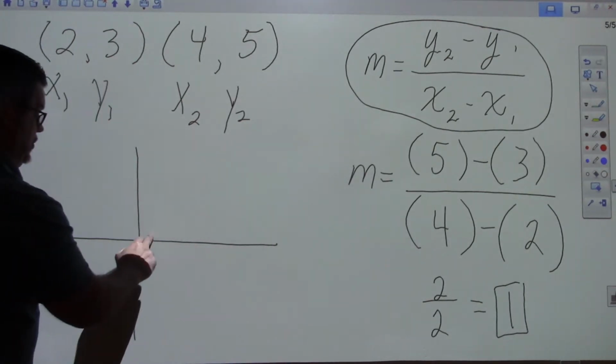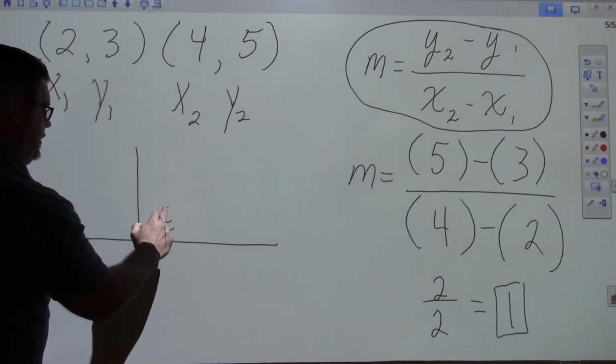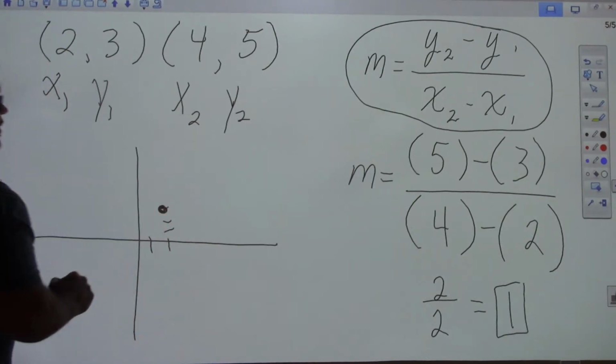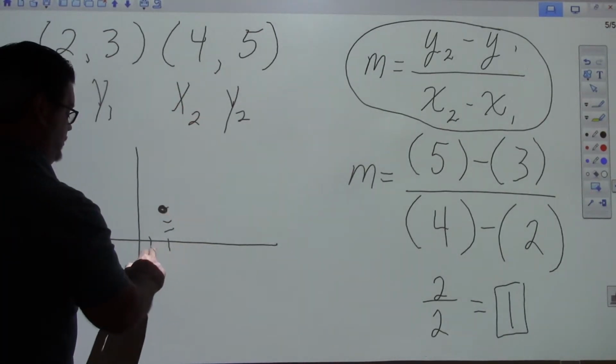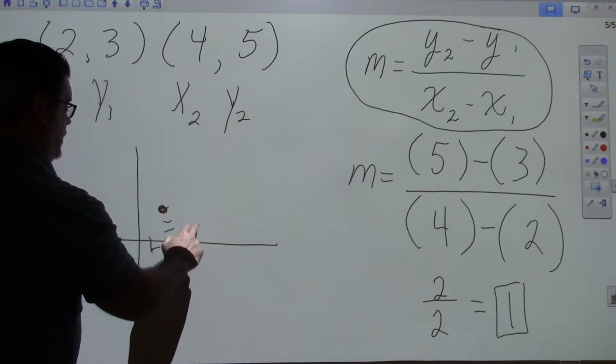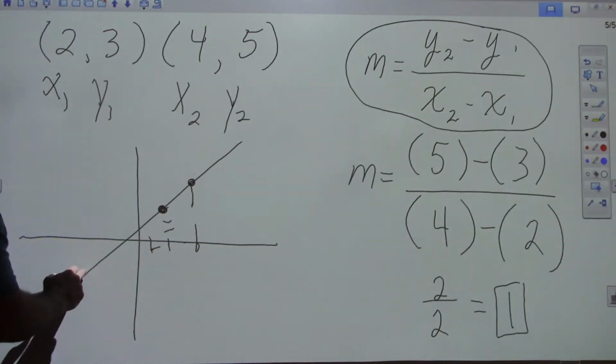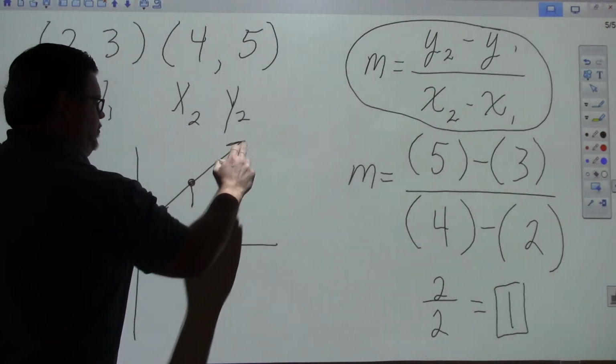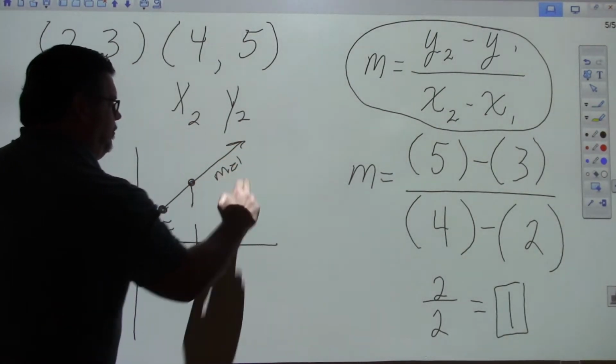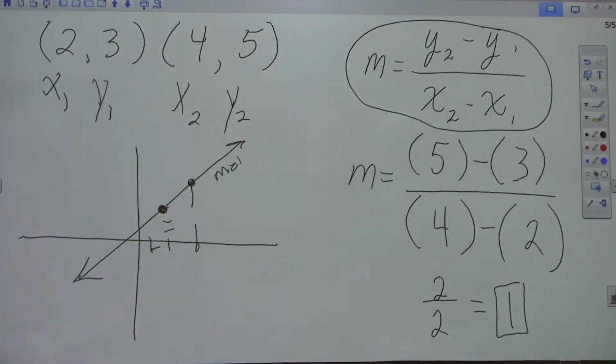2, 3. 1, 2, 1, 2, 3. And 4, 5. 1, 2, 3, 4. 3, 4, 5. The slope of this line is equal to what? 1. So that means it's at a 45-degree angle. 1 over 1 is a 45-degree angle.